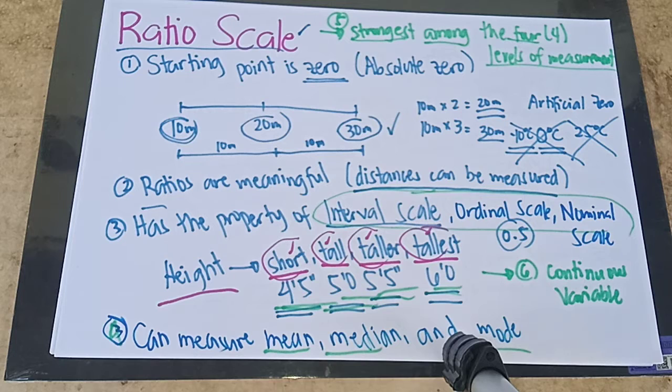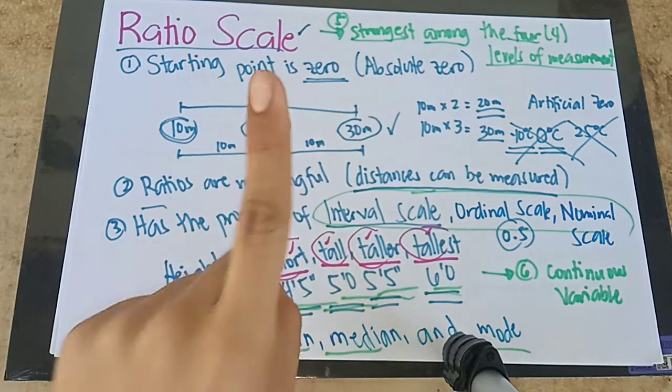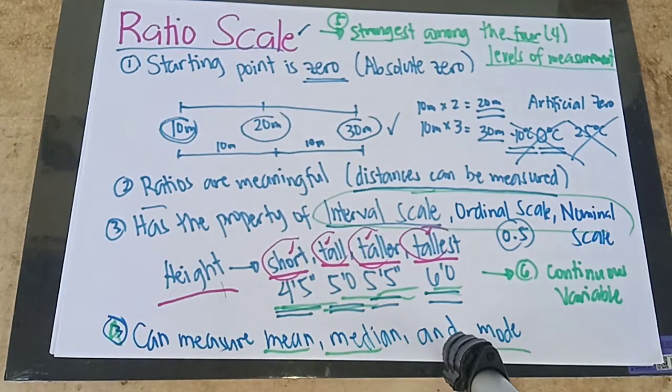Okay? So, that ends our discussion for the four levels of measurement. So to recap once more, we have the four levels of measurement. Number 1, we have the nominal scale, in which the nominal scale uses names only. And since it uses names, it is a qualitative variable. All qualitative variables fall under the nominal scale. Now, the nominal scale is a discrete variable as well, and it can only measure the mode.